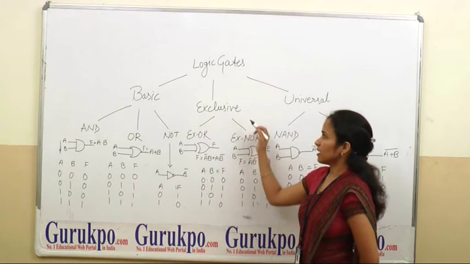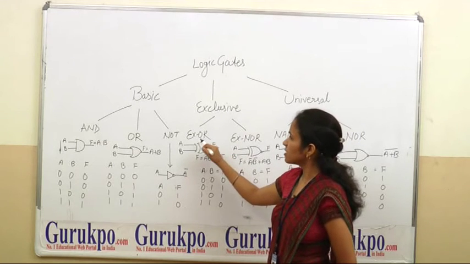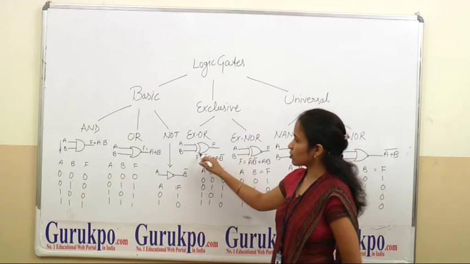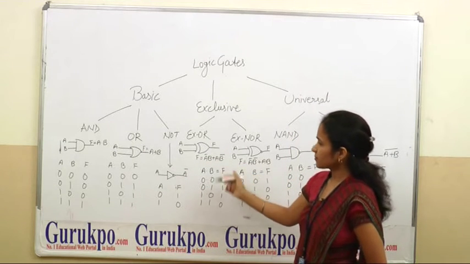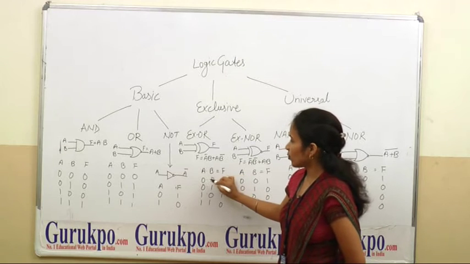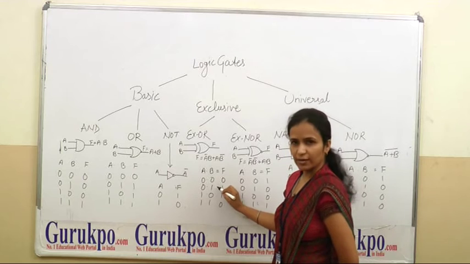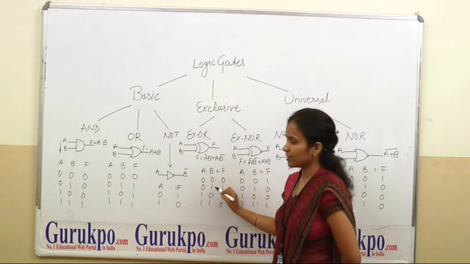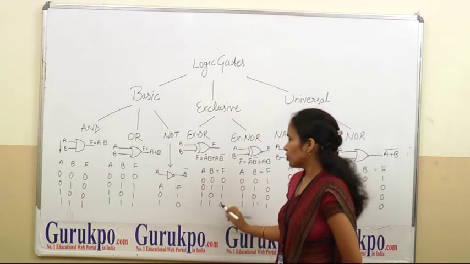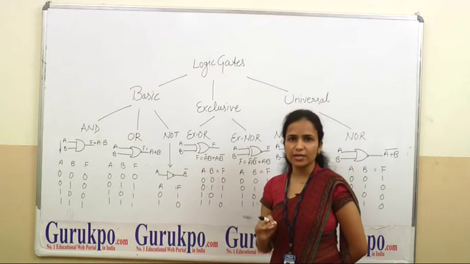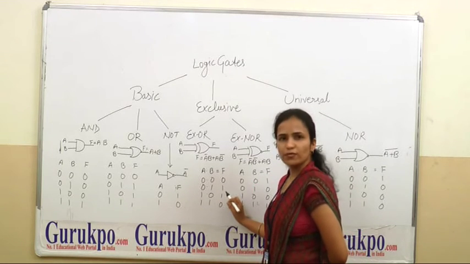The second type of logic gate is the exclusive gate, which is of two types: XOR and XNOR. This is the symbol of the XOR gate, and this is the equation of the XOR gate. This is the truth table: when both the inputs are 0, then output is 0. But when one input is 1, or we can say one input is high, then output is always high, and when both the inputs are 1, then output is always 0. So we can say when both the inputs are similar, then output is always 0, but when one of the inputs is dissimilar, then output is always 1.